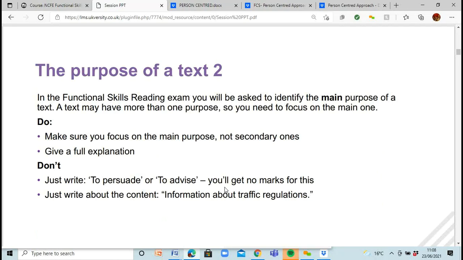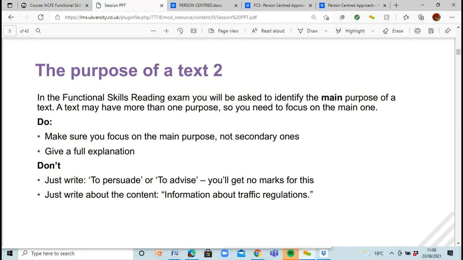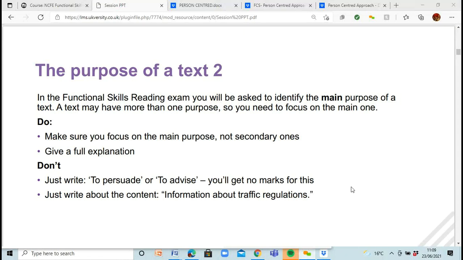So in the functional skills reading exam that you're going to have, you're going to be asked to identify the main purpose of a text. You might have seen we've gone through a fair amount of text when I'm setting you homework and activities. On those texts, there can be a lot of different purposes. A text can have more than one purpose, but you need to focus on the main one. So focus on the main idea of what the main purpose of that text is and explain that.